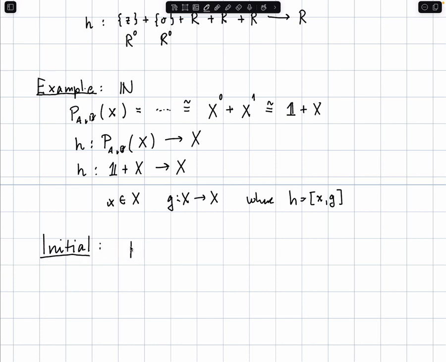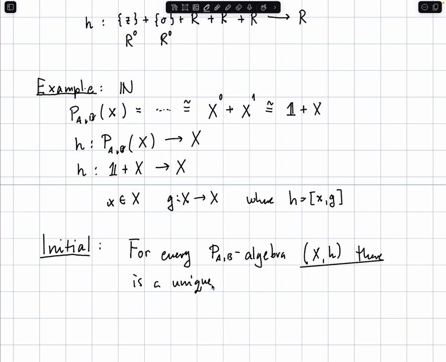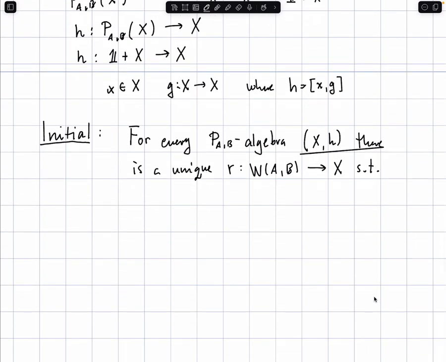Initial means that for every PAB algebra XH, there is a unique map R from the initial algebra, which in our case is WAB, to X, such that some diagram commutes. That diagram says that R is a homomorphism. It says that it respects the operations, or the operation.